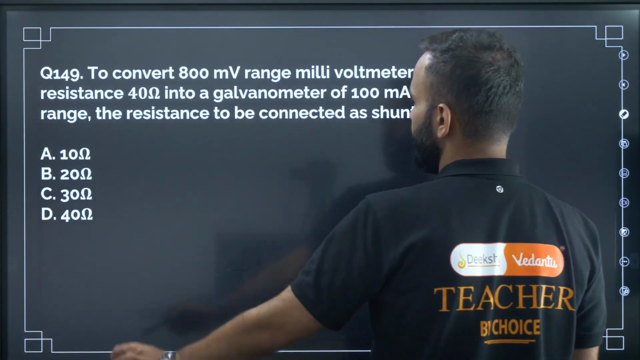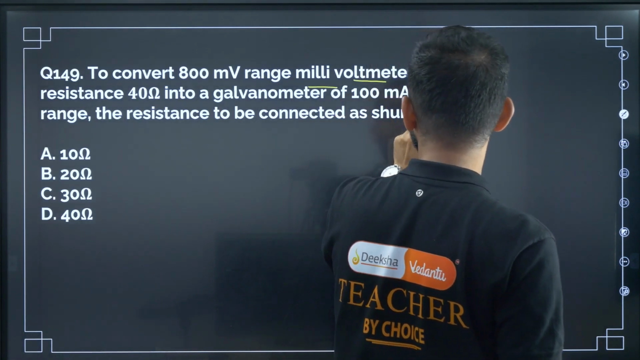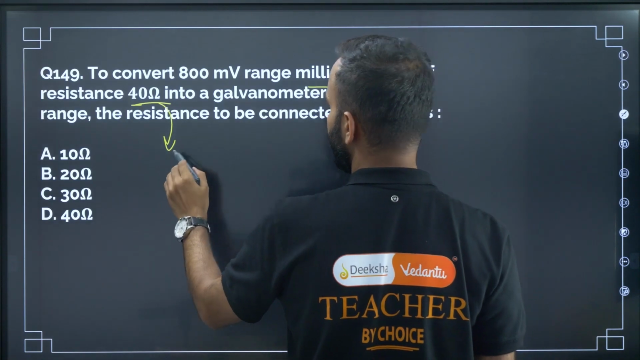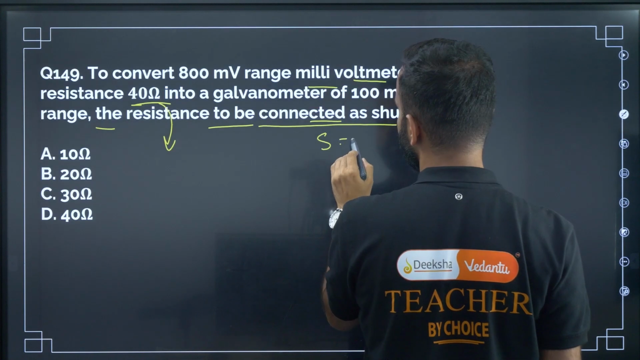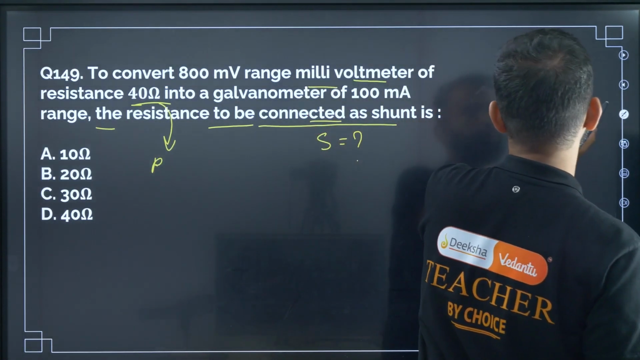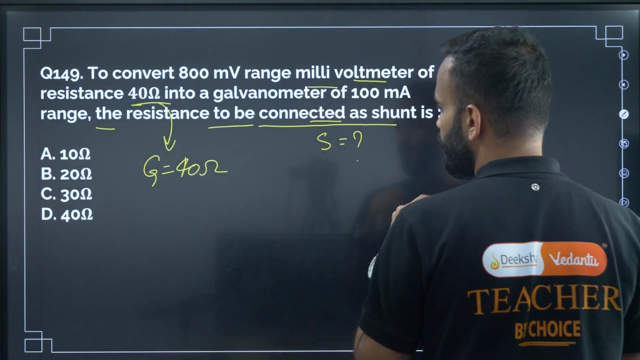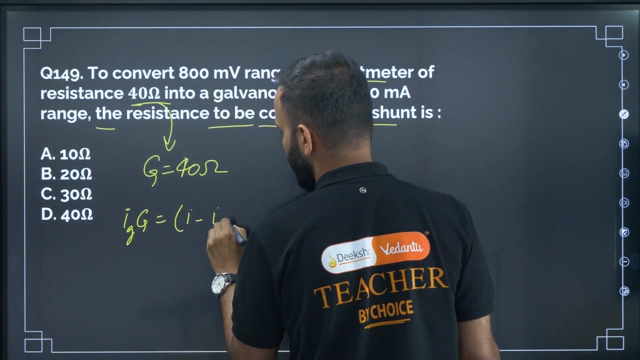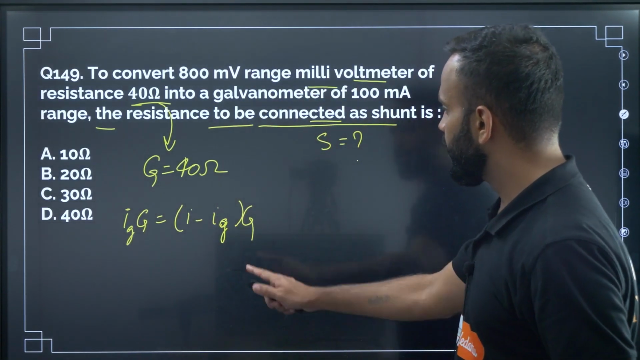Question number 149. To convert a 800 millivolt range millivoltmeter of resistance 40 ohm into a galvanometer of 100 milliampere range, the resistance to be connected as shunt is. That is, we need to find the shunt resistance. Here capital G equal to resistance of the galvanometer, 40 ohm. So we know that Ig into G is equal to I minus Ig into S, right? So let us find Ig.